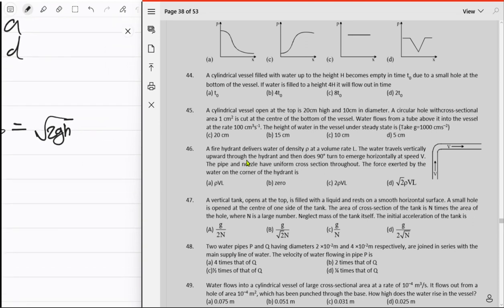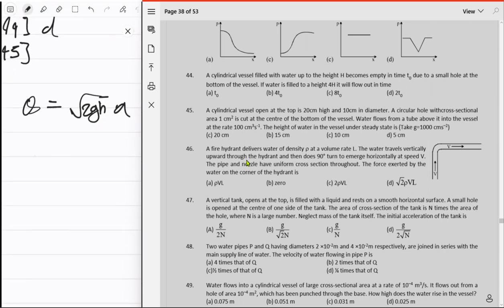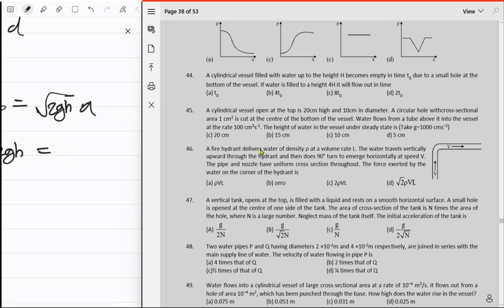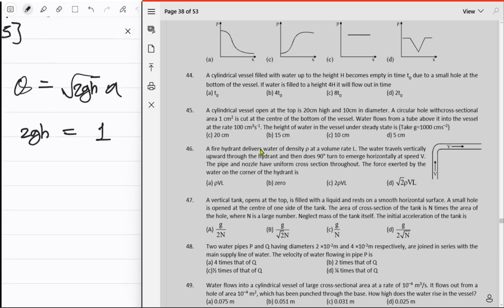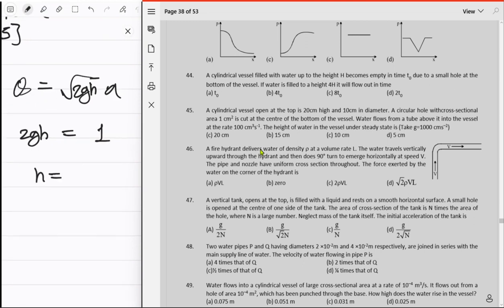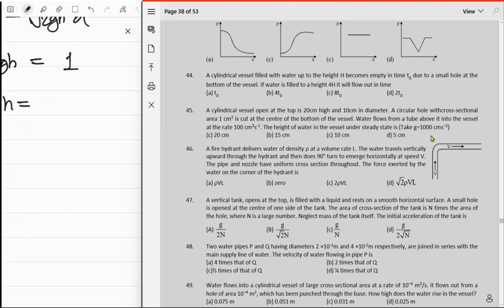Say A. Then the square root of 2gh is equal to Q upon A. Q was 100 centimeter cube per second, upon this area, so just 100 centimeter per second, which is 1 meter per second. So 1 meter per second, squared, just 1 in SI units. So h is 1 upon 20 in SI units, meters, I suppose. That will be like 5 centimeters. So D will be the answer. Next question.